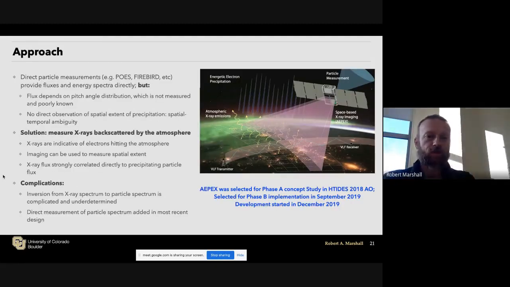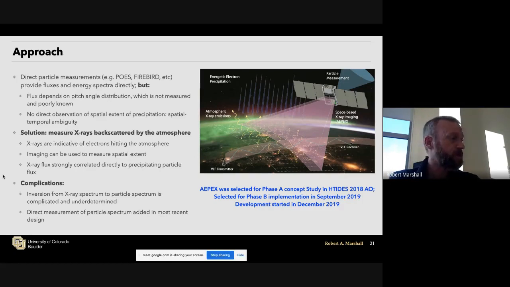Okay, so here's our approach to this problem. I mentioned already that the direct particle measurements are great, but it's difficult to get the accurate flux without a really accurate pitch angle distribution measurement, and there's no spatial information. By measuring the X-rays backscattered from the atmosphere, we can image them and get a two-dimensional view of the spatial extent of these events.